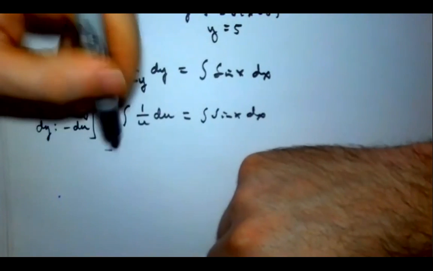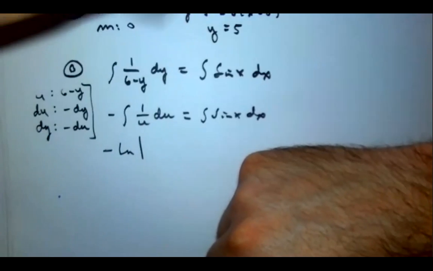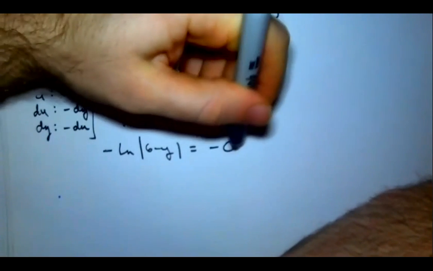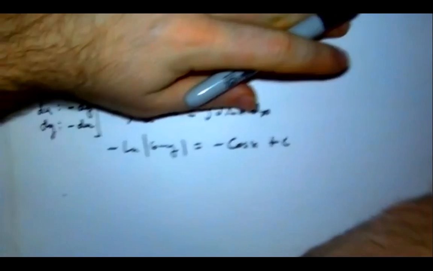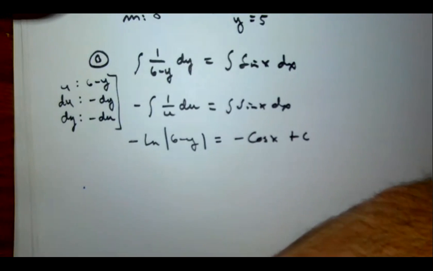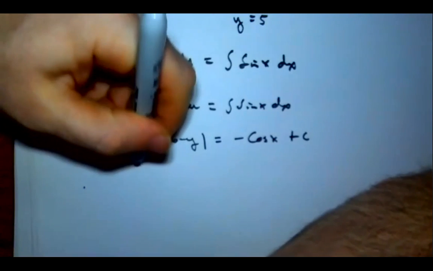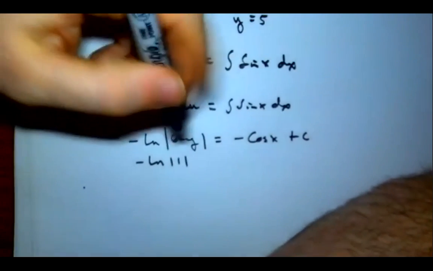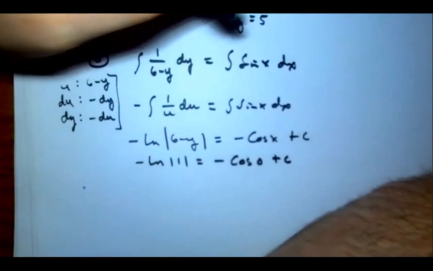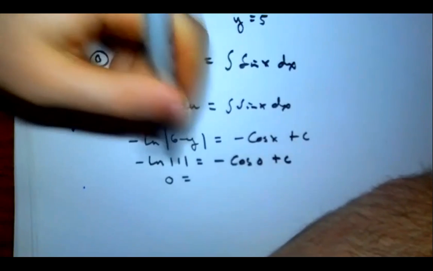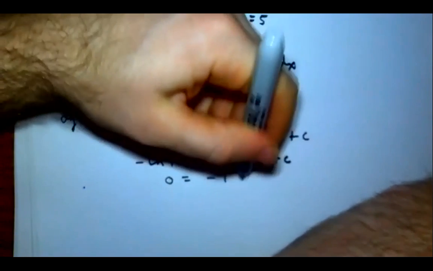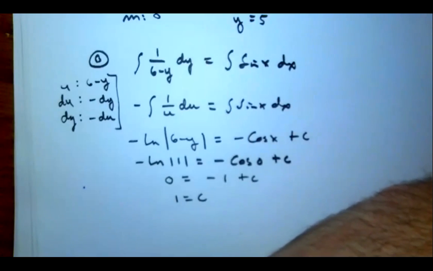So you should say it's negative natural log absolute value of 6 minus y is equal to negative cosine x plus c. From there, we want to plug in and solve for c, and we have the point (0, 5). So this is negative natural log of 1, because that's 6 minus 5, is equal to negative cosine 0 plus c. So that's 0, natural log of 1 is 0, is equal to negative 1. Cosine of 0 is 1 with a negative sign in front of it. Solving for c, you come up with 1.